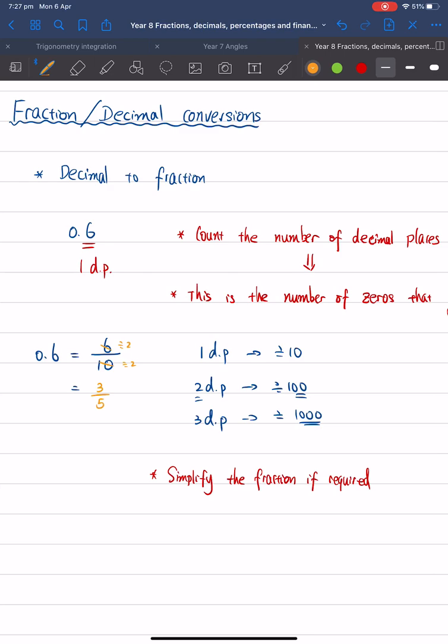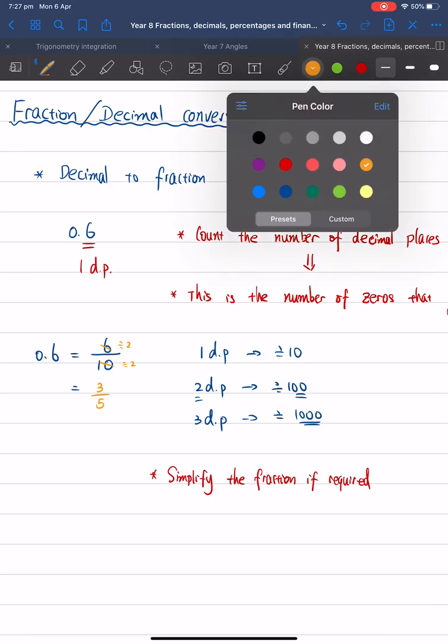Now that's the way to do it without using a calculator. If you do use a calculator to convert from decimals to fractions, it's really easy. We just use the S-D button on the calculator, and the calculator will automatically convert decimals to fractions and also fractions to decimals. However, in this lesson we're focusing on how to do it manually. So this is the first example.